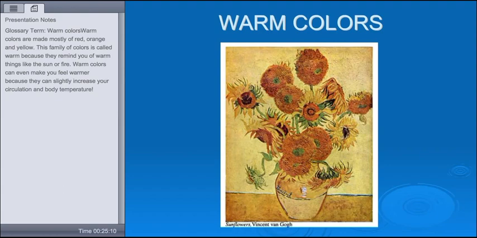Obviously, this is a warm painting. You have your oranges and your yellows and your reds. This is painted by Vincent van Gogh, and it's called Sunflowers. And notice his signature right at the line on the vase. This artist is a post-impressionistic artist. He led a very interesting life. If you're still looking for a subject, he would be a good subject to talk about.